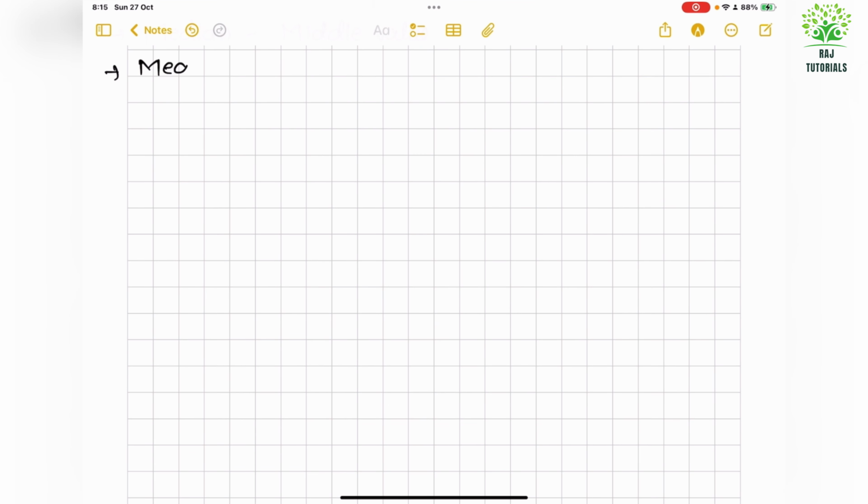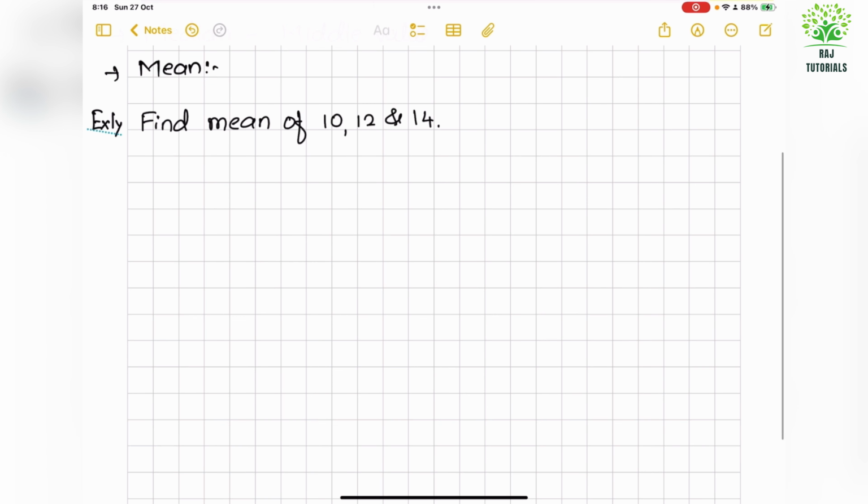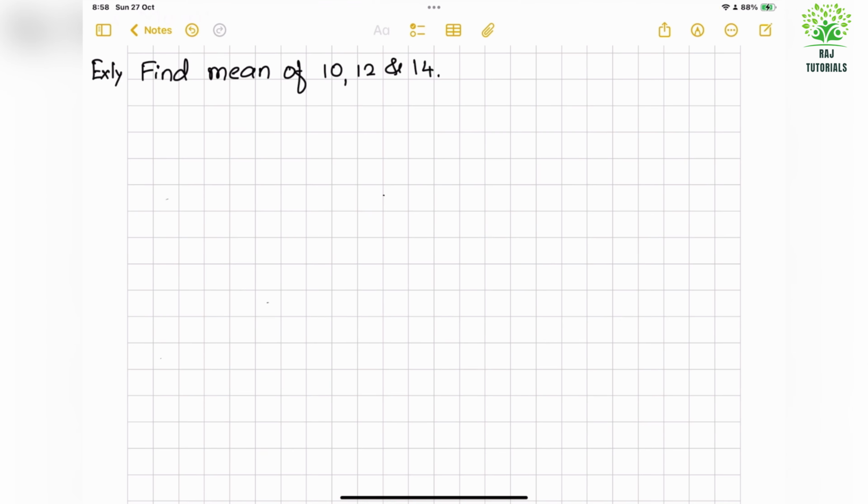For mean, we are taking some examples. First example, I am taking a simple one. Find the mean of 10, 12 and 14. Suppose three numbers are given and I am asked to find the mean.